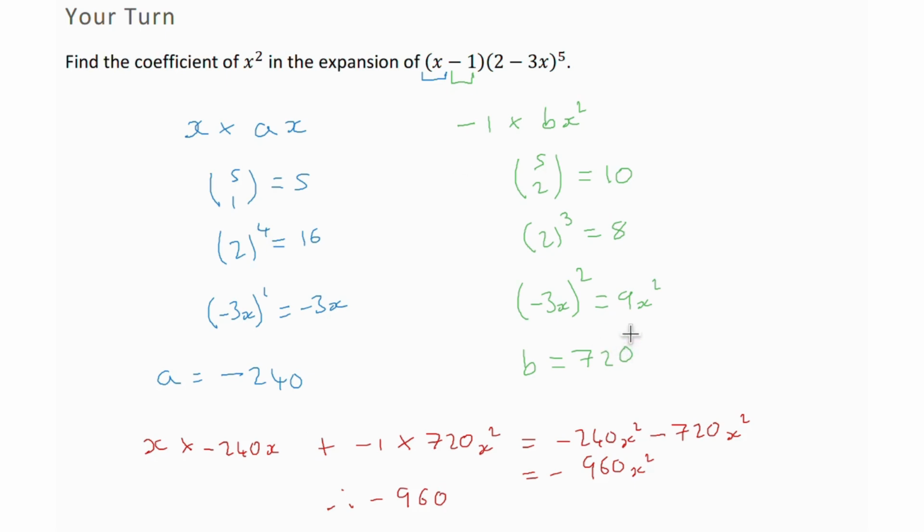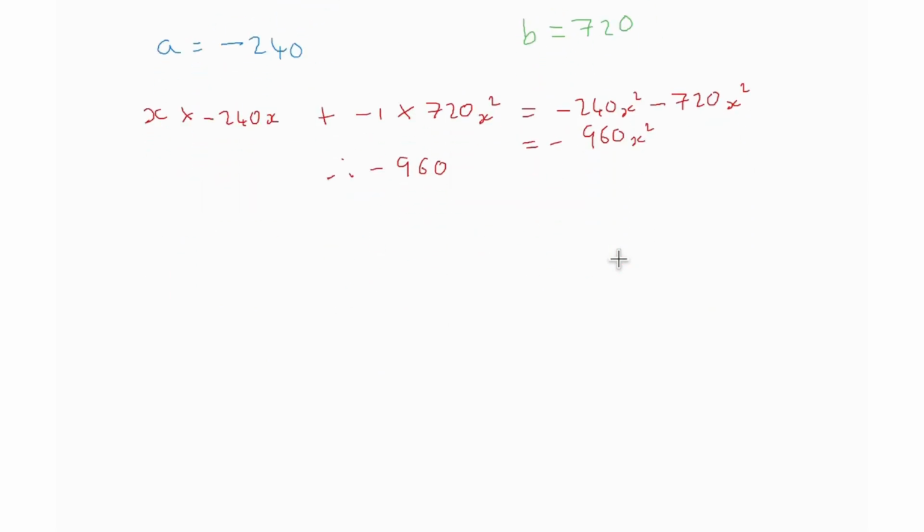Let's have a think about what this would have been if we had done the full expansion, and we can compare it to what we've got there. So I'll scroll down a little bit so we can see this. So just to remind us, because it's gone off the top of the screen, the binomial that we're dealing with here is x minus 1 times 2 minus 3x to the power of 5.